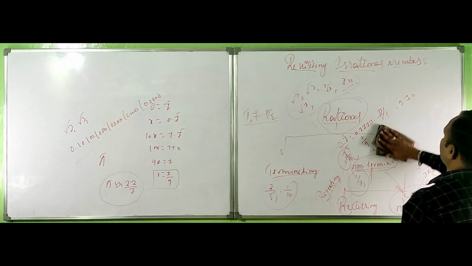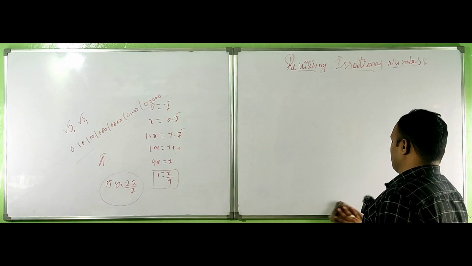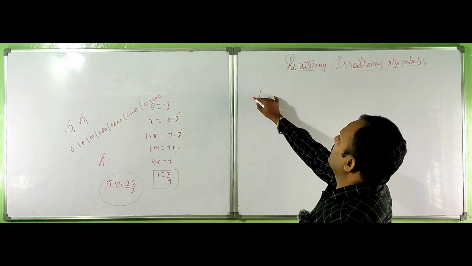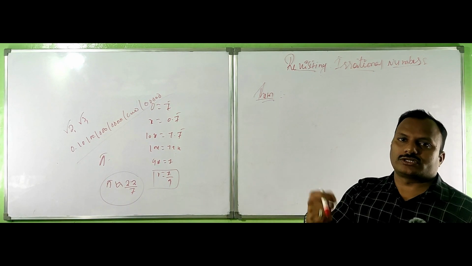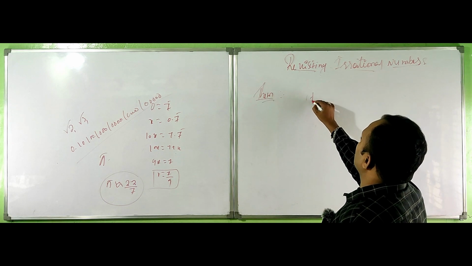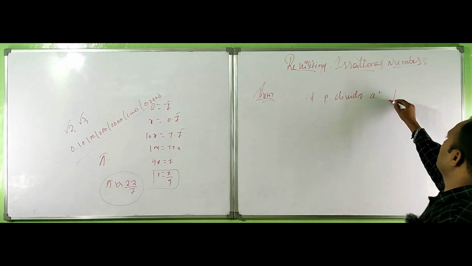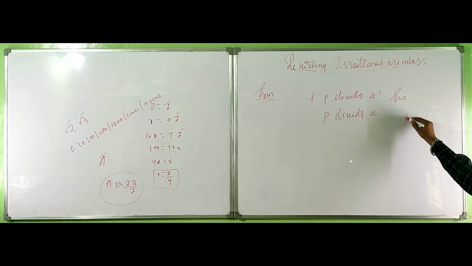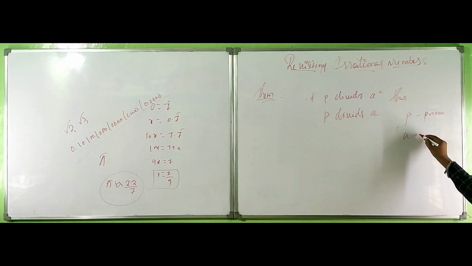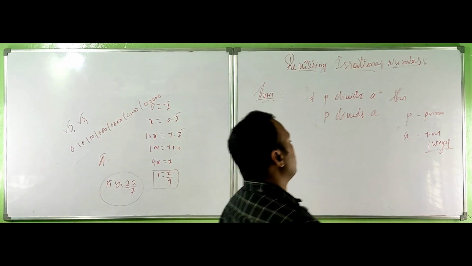We will take it by example. The proof is not in the perspective of examination, but the theorem is. So the theorem is: let a be any positive integer and p a prime number. If p divides a square, then p divides a, where p is a prime number and a is a positive integer. The condition is: if p divides a square, then p divides a.